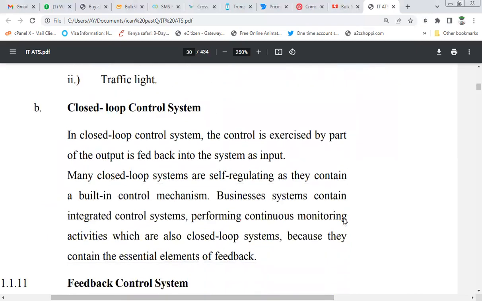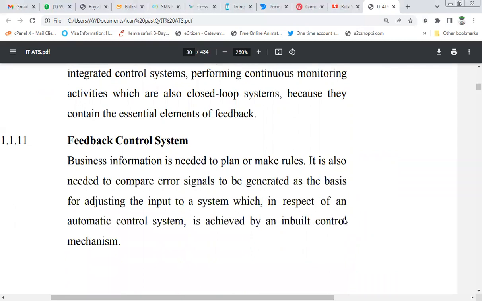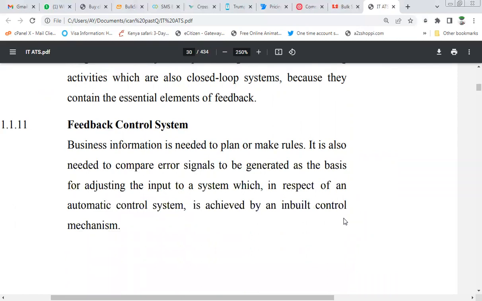Closed loop control system. In a closed loop control system, the control is exercised by part of the output being fed back into the system as input. Many closed loop systems are self-regulating as they contain a built-in control mechanism. Business systems contain integrated control system performing continuous monitoring activities, which are also closed loop system because they contain the essential elements of feedback. So we have the feedback control system.